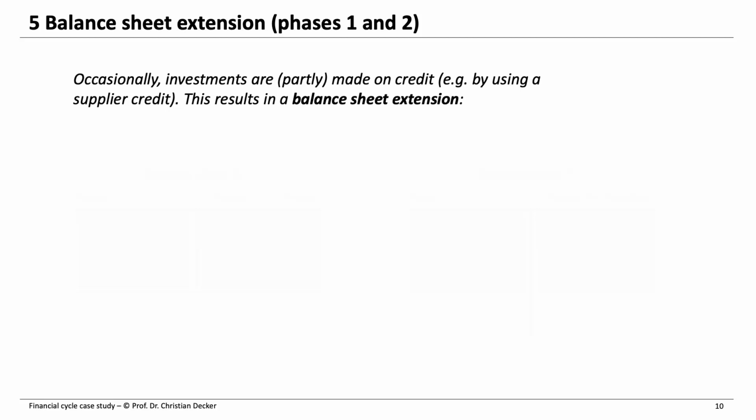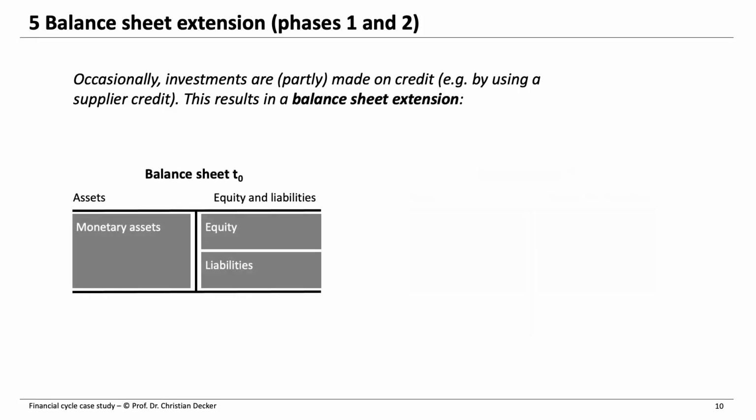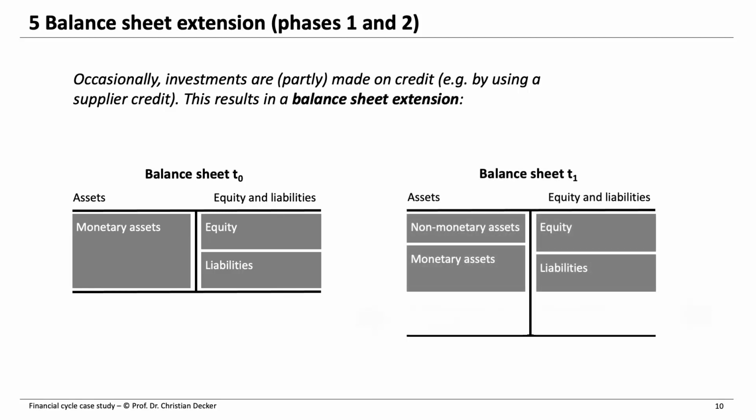The first and second phases, meaning the capital procurement and the capital utilization, may also coincide. Occasionally, investments are partly made on credit, meaning by using a supplier credit. This results in a balance sheet extension. Starting point of the consideration is again the balance sheet T0 with the known blocks monetary assets and equity and liabilities. Due to the utilization of a supplier credit for partial financing of the non-monetary assets to be procured, the balance sheet T1 shows a different picture.